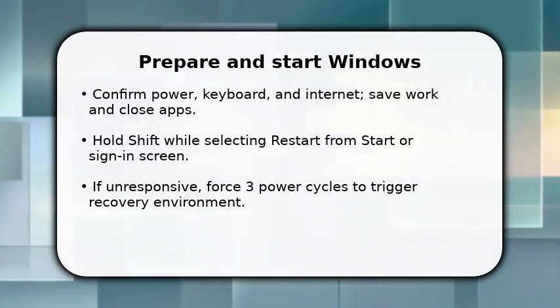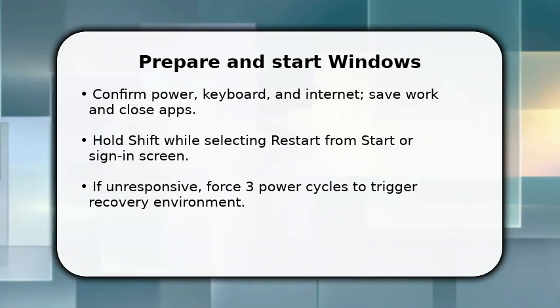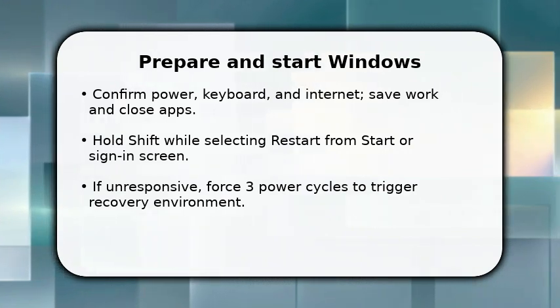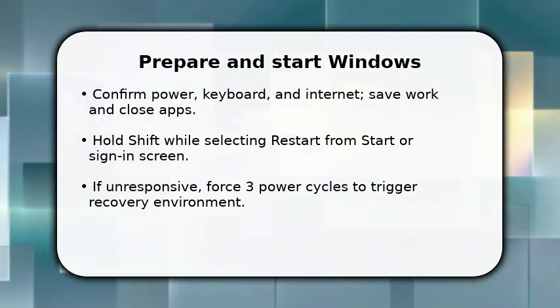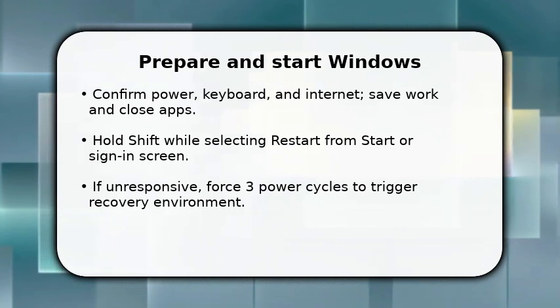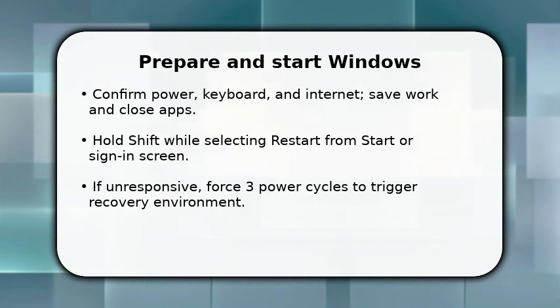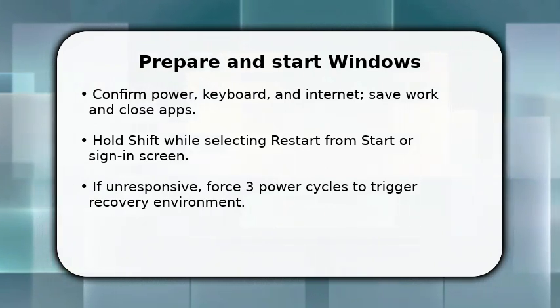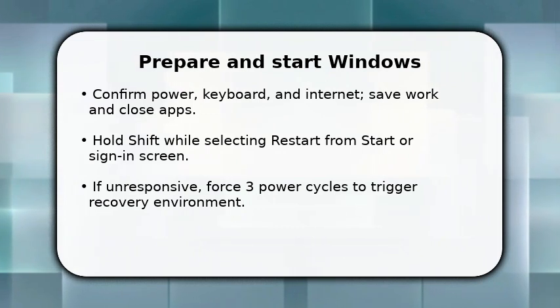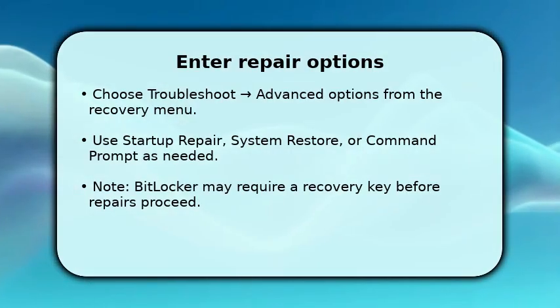If the system won't reach that screen, make 3 forced shutdowns and restarts to trigger the Windows recovery environment. This step is about getting you into recovery quickly and reliably, so you can access repair tools without losing extra time. Once in advanced startup, select Troubleshoot to reveal repair tools that address boot and system issues.